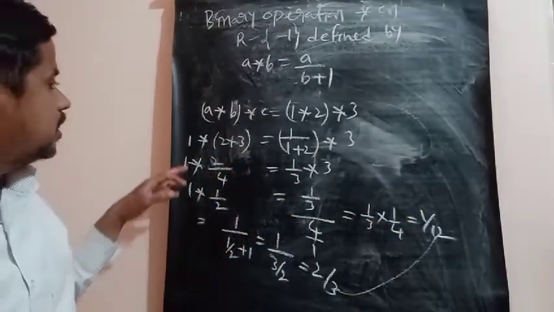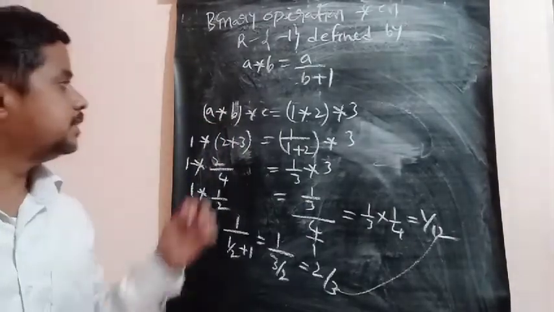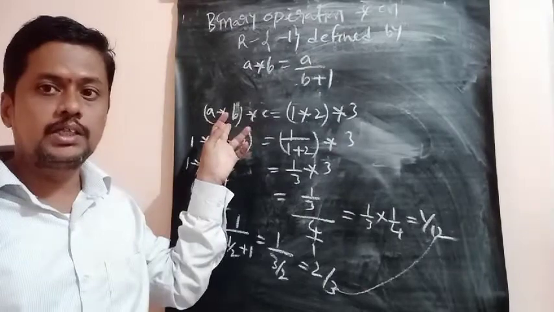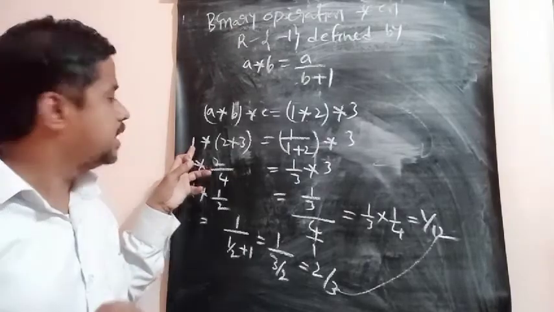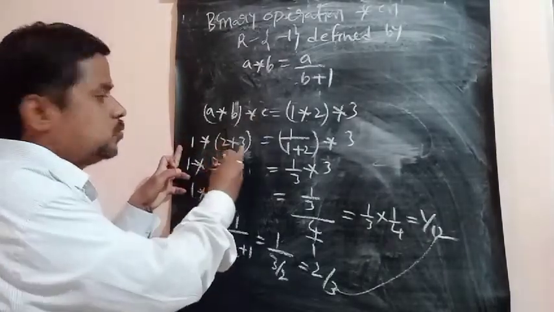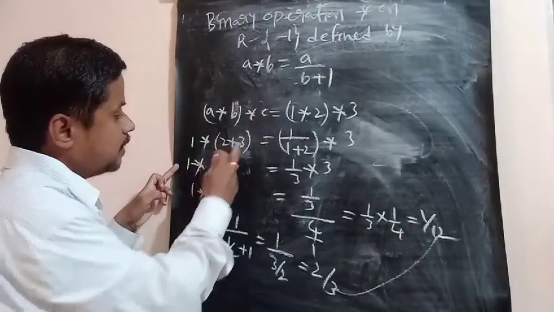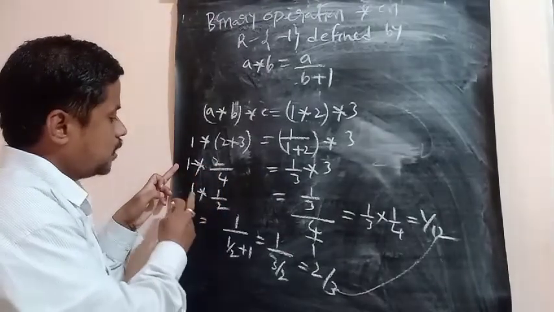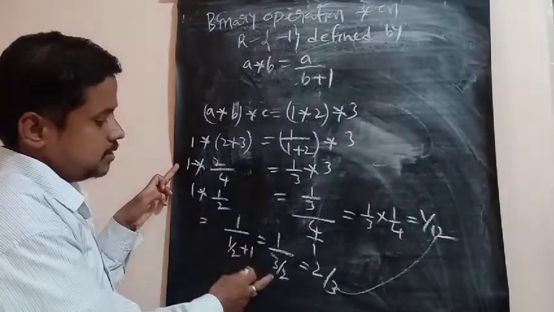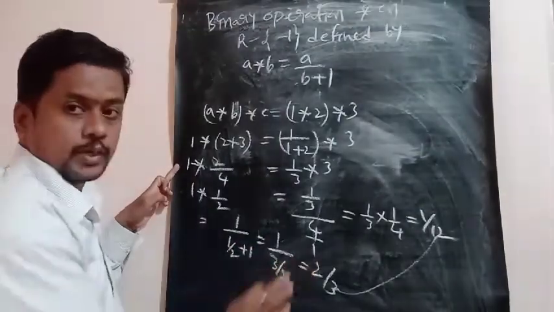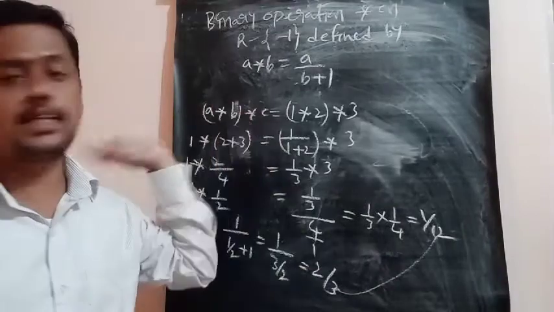Okay? Now we will check 1 star 2 star 3 the other way. A means 1, star, B star C which is 2 star 3. 2 star 3 is equal to 2 divided by 3 plus 1, 4. So 2 by 4 means 1 by 2. 1 star 1 by 2 is what? 1 divided by 1 by 2 plus 1. 1 by 2 plus 1 is 3 by 2. So 1 divided by 3 by 2, inverting, is 2 by 3. 2 by 3 is not equal to 1 by 2. Okay? Not equal. That's why it is not associative.